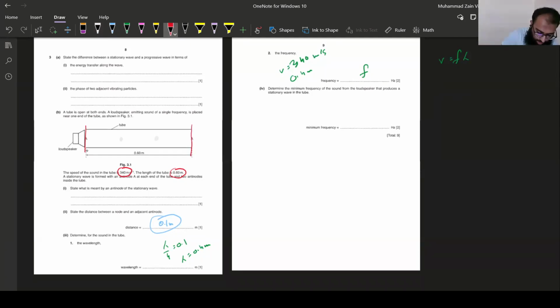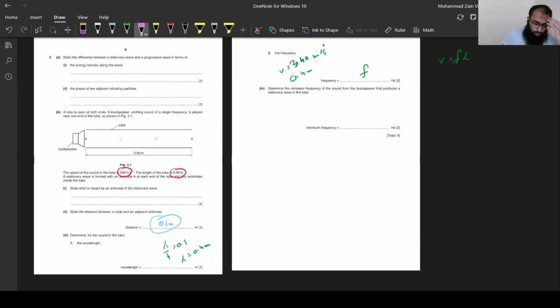If it's an open tube, could there be nodes on the open ends? No, there cannot be nodes on the open ends because nodes are points where there is no movement of the particle. But if I look at the particles on these ends, they can easily move. So there would always be antinodes on these open ends. This is something that I know already, from the theory which I've studied, the theory related to harmonic frequencies.